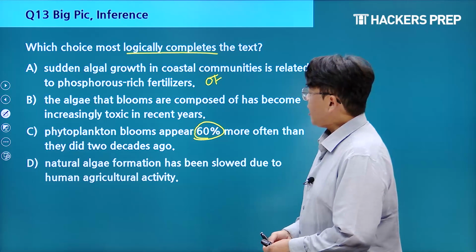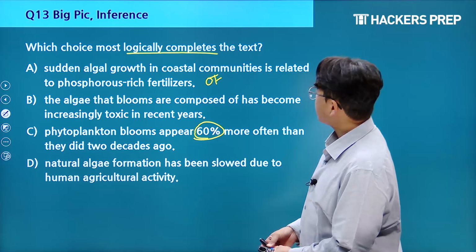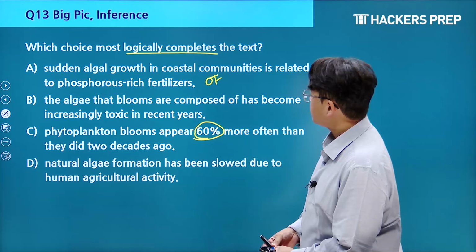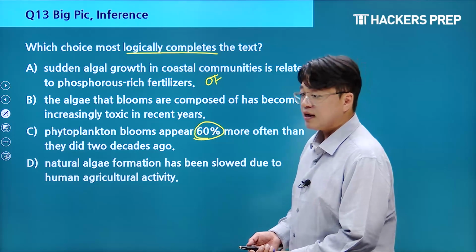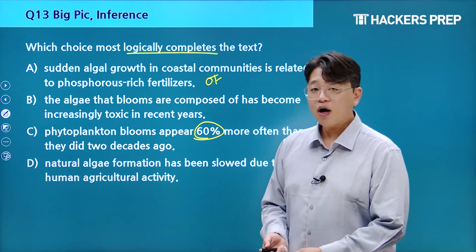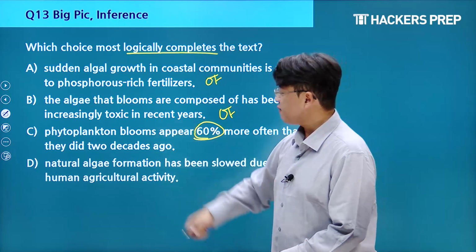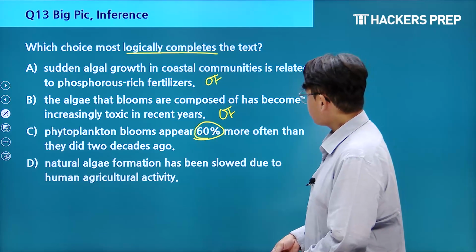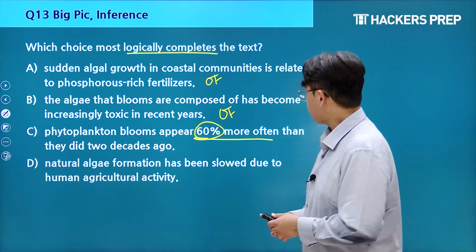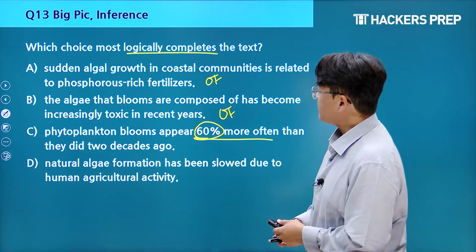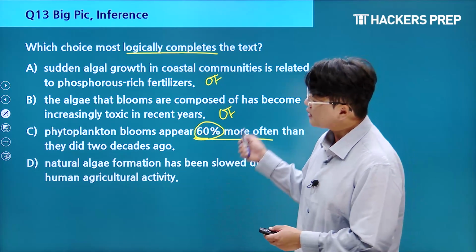What about B? The algae that blooms are composed of has become increasingly toxic in recent years. So them becoming more problematic is irrelevant to being able to quantify algal blooms from space. So this would also be off focus. Let's look at C. Phytoplankton blooms appear 60% more often. What does that indicate? That indicates quantity, right? More often than they did two decades ago. So the only answer choice that talks about quantity is answer choice C.